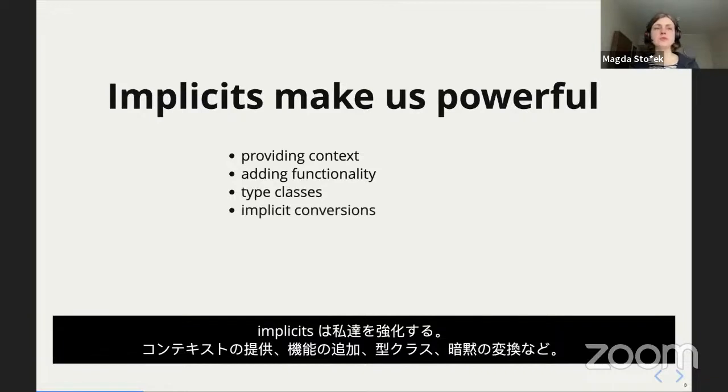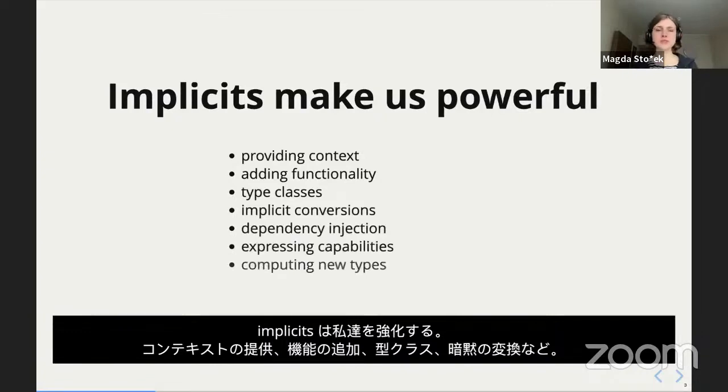You can use them to provide implicit conversions, to handle dependency injection, to express some capabilities of your types, to compute new types out of existing ones, and to provide to the compiler the information about relationship between some of the types. So generally, this one keyword can be used to achieve many different things to make sure that your code behaves exactly as you want it to behave.